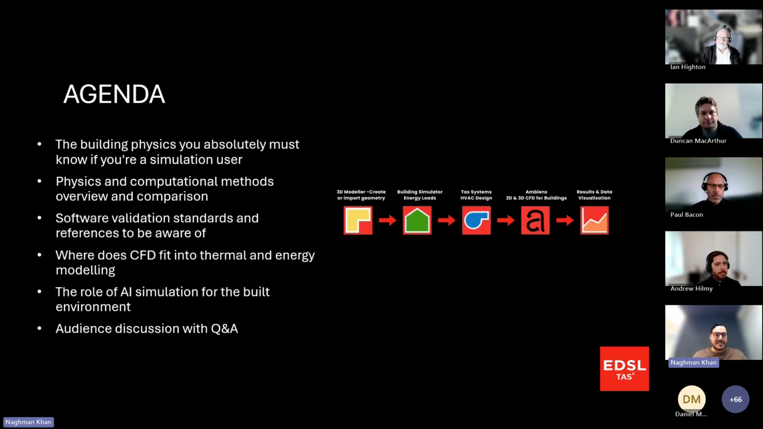Let's take a look at the quick agenda. We'll start with the building physics you absolutely must know if you're a simulation user. Ian's going to talk us through that. It's a great refresher on fundamental physics, something that's super interesting. And then we'll talk about physics and computational methods, a quick overview and comparison, just so you know what terminology means, right? You might hear different types of computational methods terminology being thrown around. Increasingly, you're seeing things like time step turning up in references and standards and guides. What does that actually mean? So we'll cover some of that. And Ian's going to talk about some validation standards and references to be aware of as well.